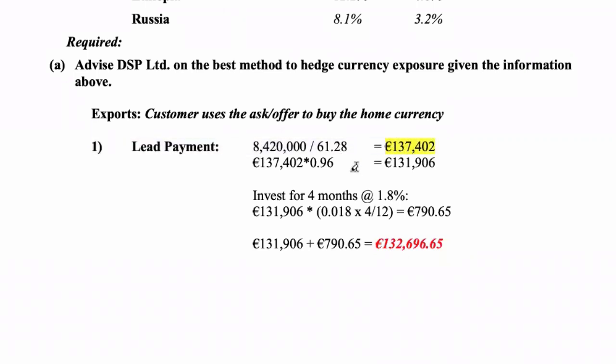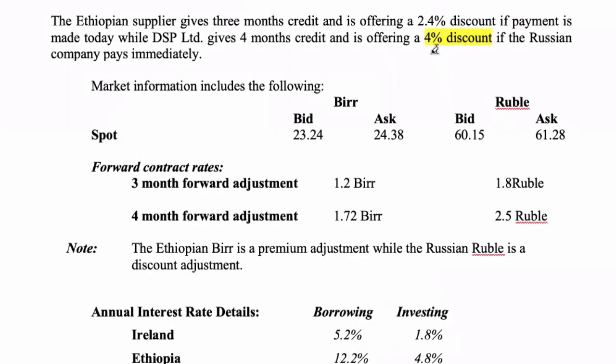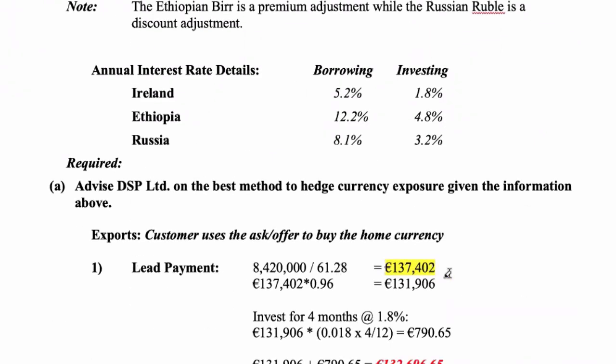And we're only going to get 96% of that. Why am I multiplying it by 0.96? Because they get the 4% discount. So we're not getting 100% of it. We're only getting 96% of it. So we're multiplying that by 0.96 to give us this amount.